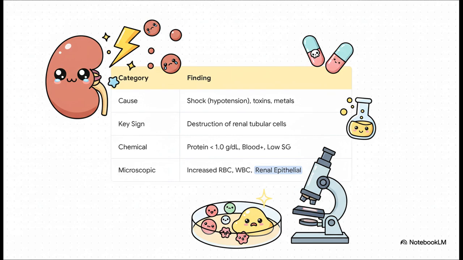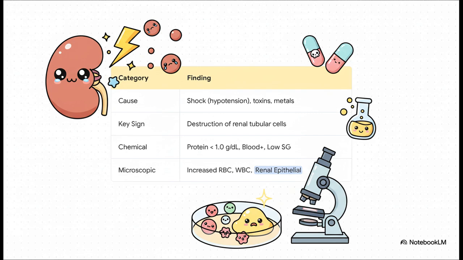And the key word to focus on here is necrosis. Necrosis means cell death. This is the literal destruction of the cells that line the kidney's tubules. It's usually caused by something sudden and severe, like a state of shock that cuts off the kidney's oxygen supply, or maybe direct poisoning from certain drugs or heavy metals.